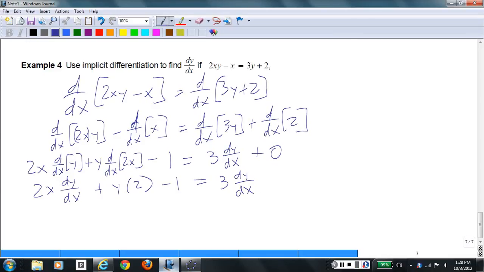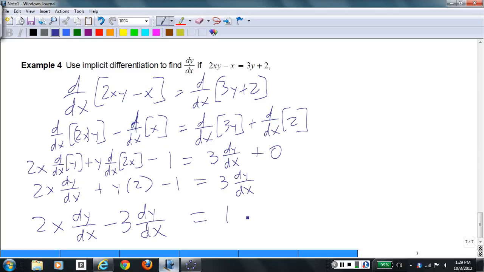Get the dy/dx's together on the left-hand side, and it will look like this: 2x dy/dx minus 3 dy/dx. What's the other side of the equation going to look like? Either 1 minus 2y or negative 2y plus 1, whichever you prefer.